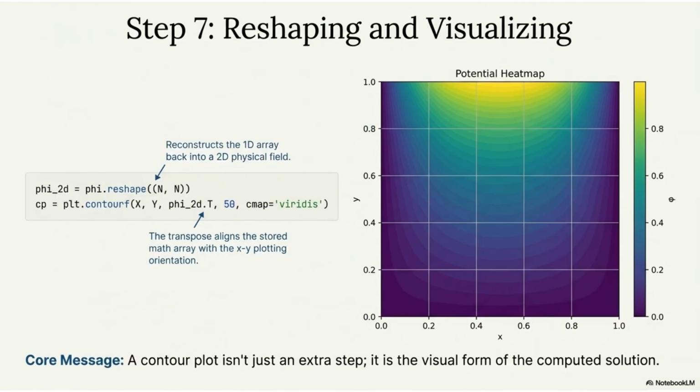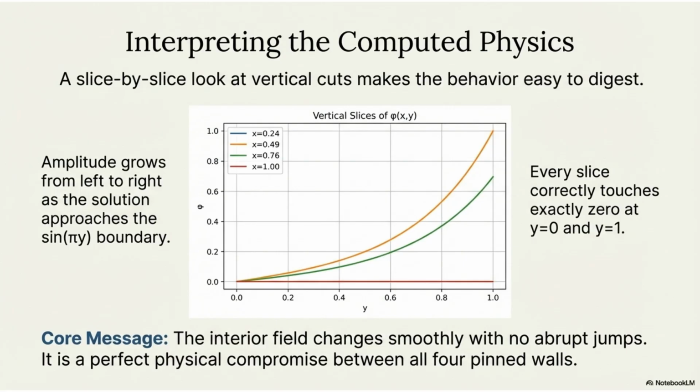Step 7 is reshaping and visualizing. The 1D array is reshaped back into a 2D physical field. A contour plot, like this potential heat map, provides the visual form of the computed solution. Interpreting the computed physics through vertical slices shows how the solution approaches the sine pi y boundary. The interior field changes smoothly, with no abrupt jumps. This represents a perfect physical compromise between all 4 pinned walls.